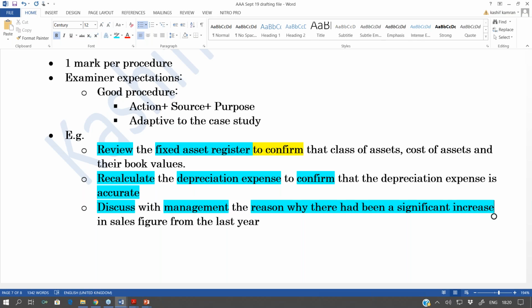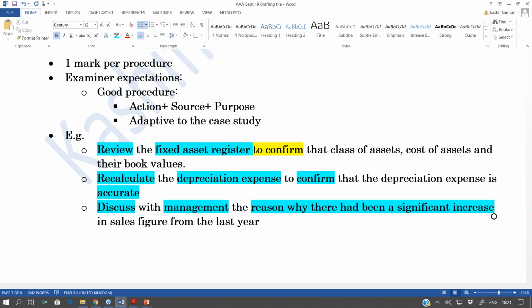So a lot of the time students write action, source, but they don't write a purpose. A lot of the time the student just writes a source and a purpose. They don't write an action. So start to write your procedures with actions. There are so many actions, right? Analyze is an action, discuss is an action, recalculate is an action, review is an action. So action, source, and purpose. Three things have to be in a procedure, and a procedure starts with an action, right?